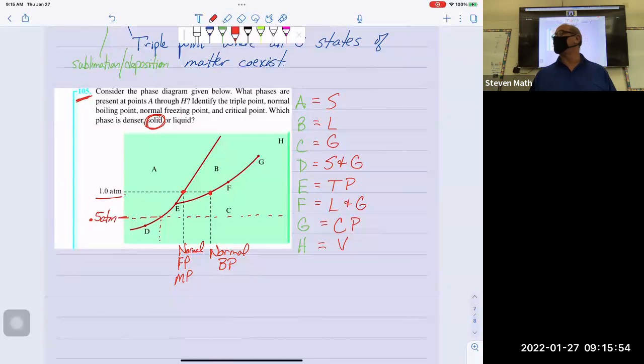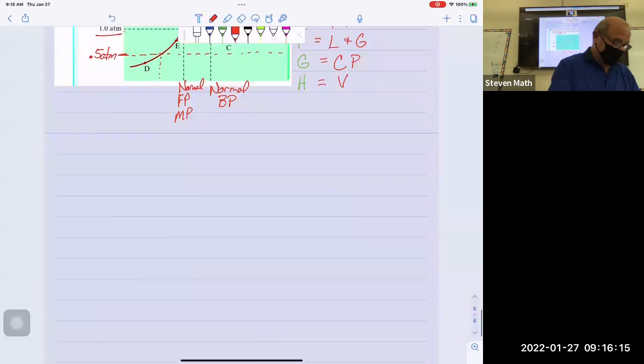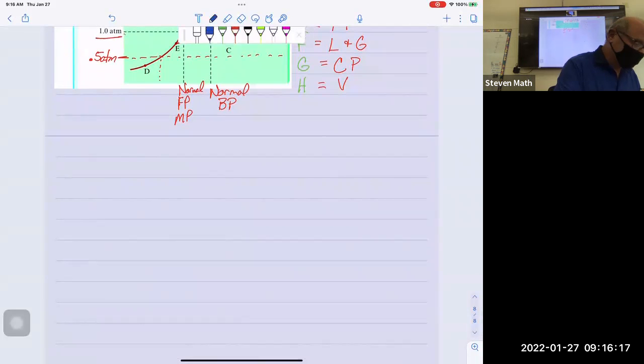So graph interpretation. There will be writing on this exam, and I want good sentences, please. Okay, phase changes or phase diagrams. Pretty good. Okay, phase changes. Now everybody's comfort zone.